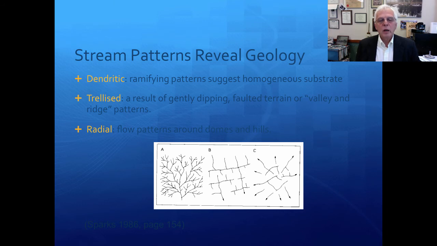So the dendritic ramifying patterns suggest fairly homogeneous continents because the formation is working like a tree basically, and connections are made in a fairly uniform substratum. Trellised formation of streams is a result of gently dipping faulted terrain or valley and ridge patterns that you may find after a large period of erosion. And radial flow patterns form around domes and hills, and I'll show you a couple of those now.